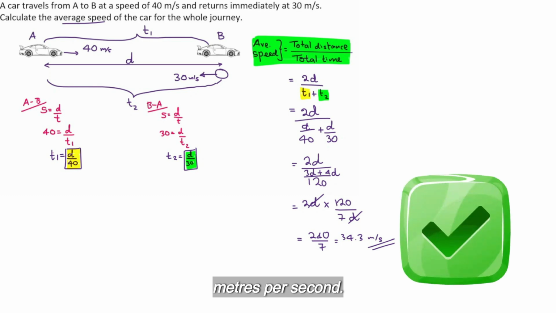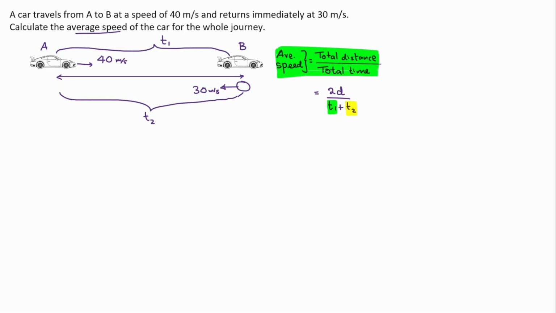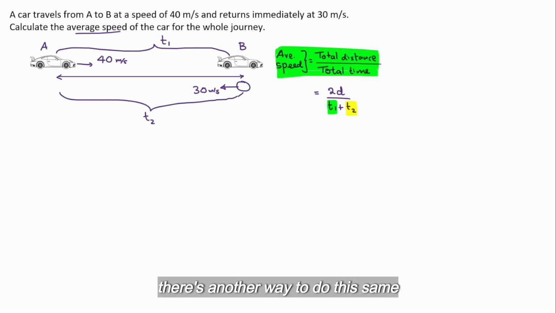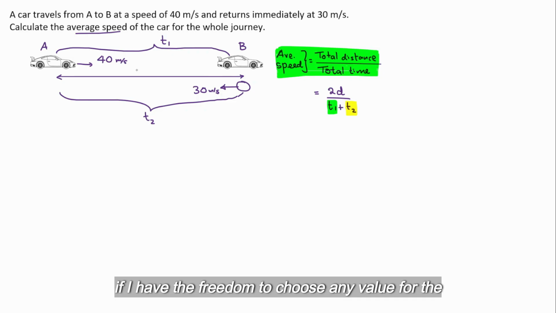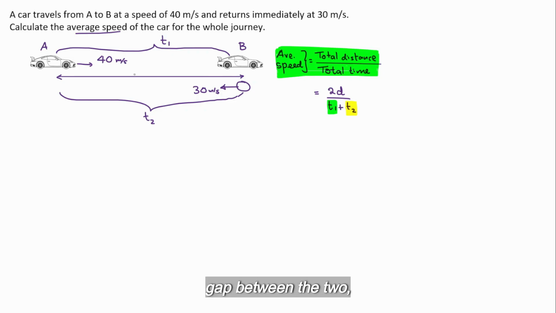34.3 meters per second. Now there's another way to do this same question. It is much shorter. So I'm just going to tell you how to do that. Here we don't know the distance. So instead of assuming d, we can actually assume a value for it. Now let's say I have the freedom to choose any value for the gap between the two, I'm going to go with 120 meters.